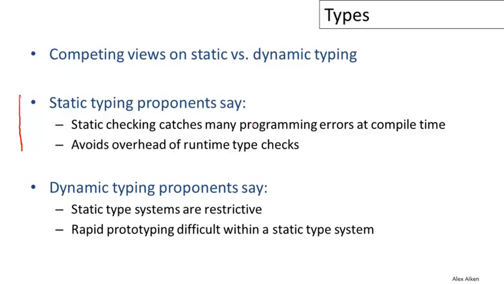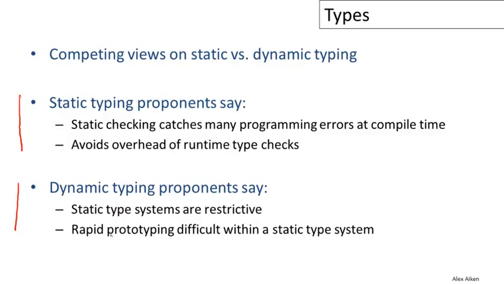First of all, it proves that some errors can never happen. Those are caught at compile time, and so I never have to worry about those errors at runtime. And also, it's faster. Dynamic typing proponents counter that static type systems are restrictive. So essentially, a static type system has to prove that the program is well typed, that all the types make sense. And it does this by restricting what kinds of programs you can write. There are some programs that are more difficult to write in a statically typed language because the compiler has a hard time proving them correct.